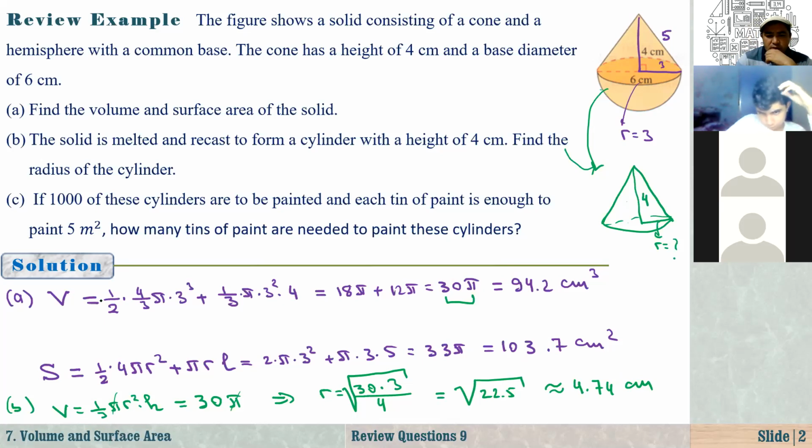1/3 pi r squared, 30 pi. Okay, pi cancel each other. So now is everything okay here, or did we make a mistake? 3 times 30, 18 plus 12 is equal to 30 pi. Pi cancel each other. 3 times 30 is 90. 90/4, that's equal to 45/2, and the square root of 45.